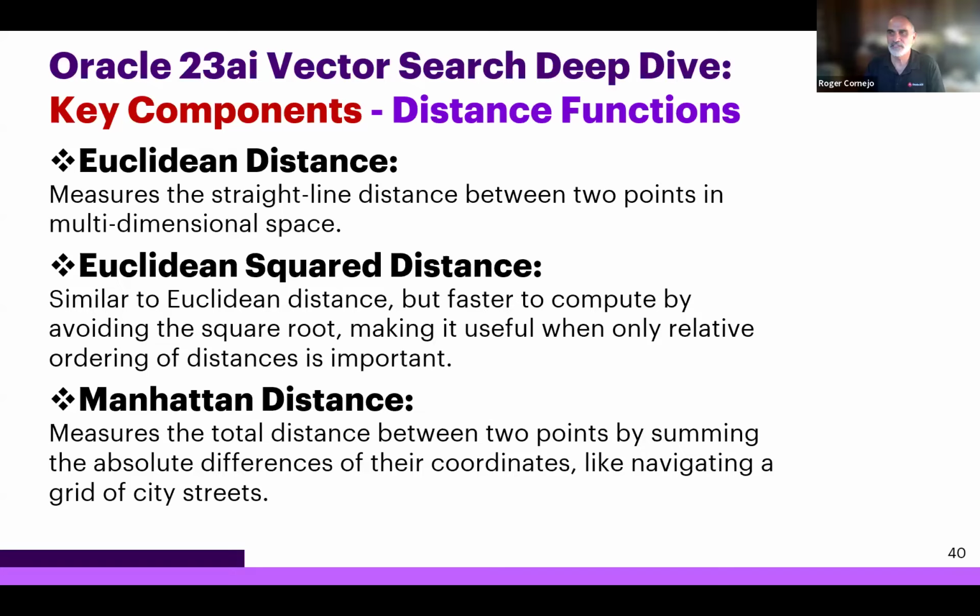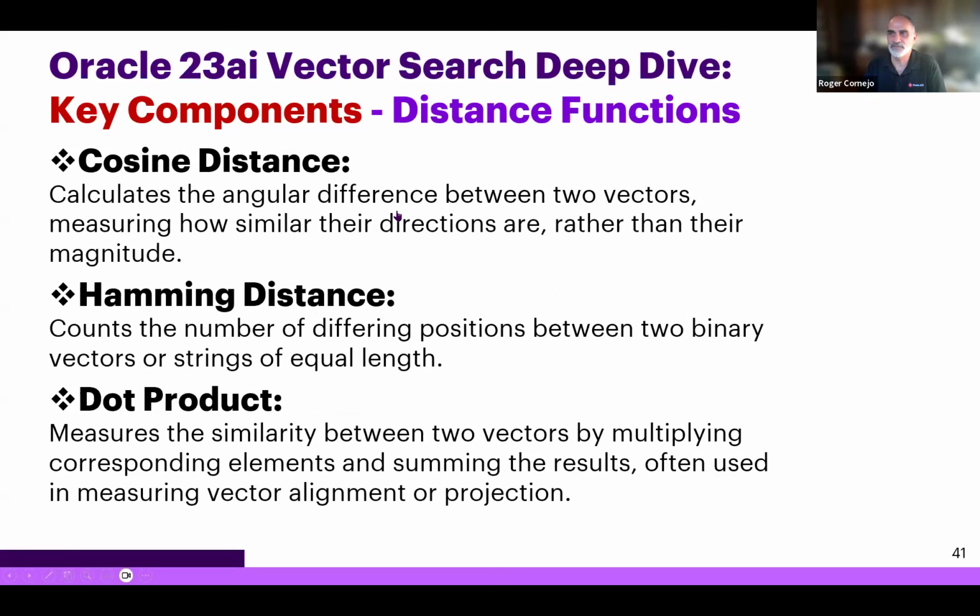So Euclidean distance is essentially a straight line distance between two points. Euclidean squared is faster to compute, but it's another way of doing it. The Manhattan distance is essentially measuring the distance between two points in a grid, sort of like navigating grids on a city street. The other distance function you'll hear a lot about is cosine distance, and that's essentially the angle between two vectors. So that's considered a fast search as well.